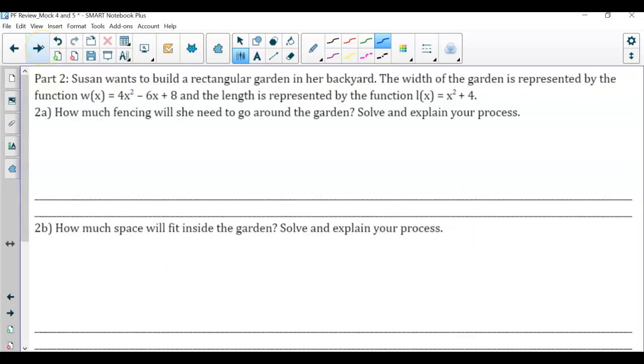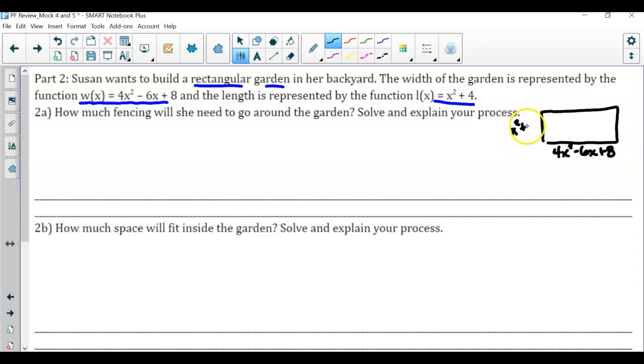So now in part two, it's talking about building a rectangular garden. So we have a rectangle, and the width of the garden is represented by our function here for the width, and the length is represented by here. So I'm going to go ahead and draw a picture. So we've got our rectangle for our garden in the backyard with a width of 4x squared minus 6x plus 8. Then we've got the length, which is x squared plus 4.